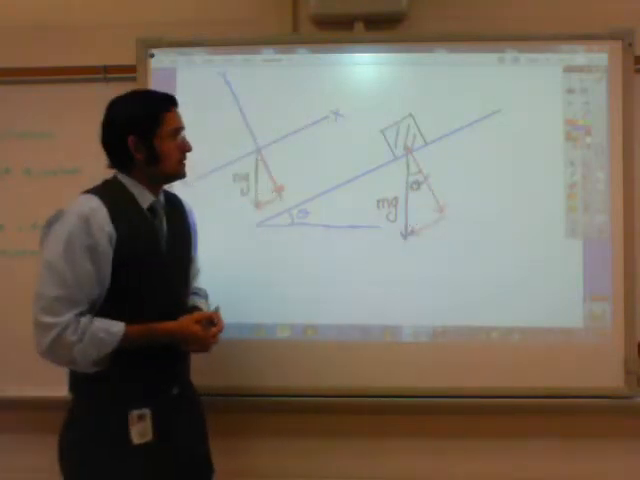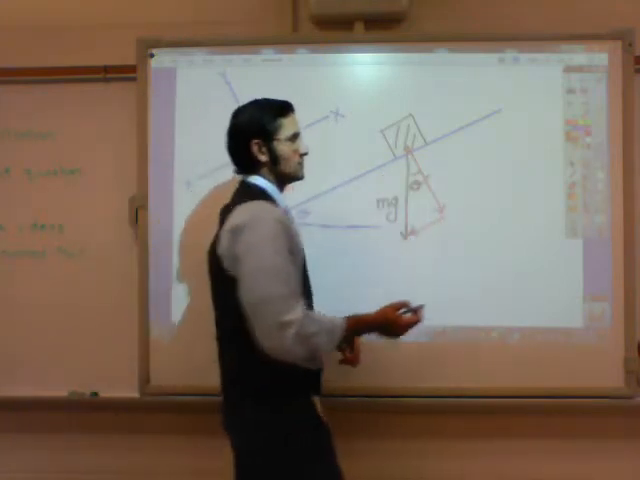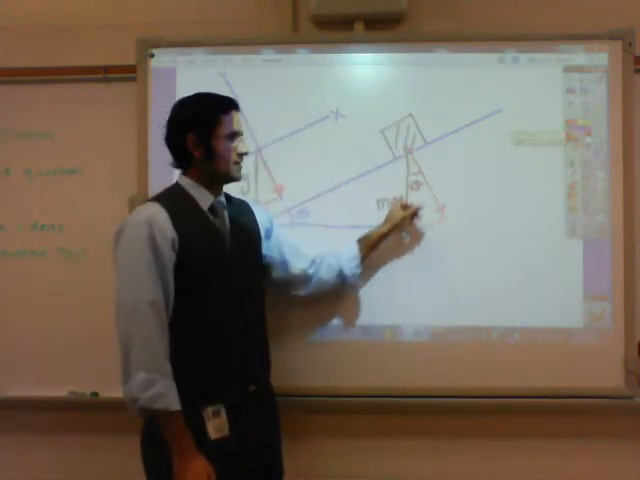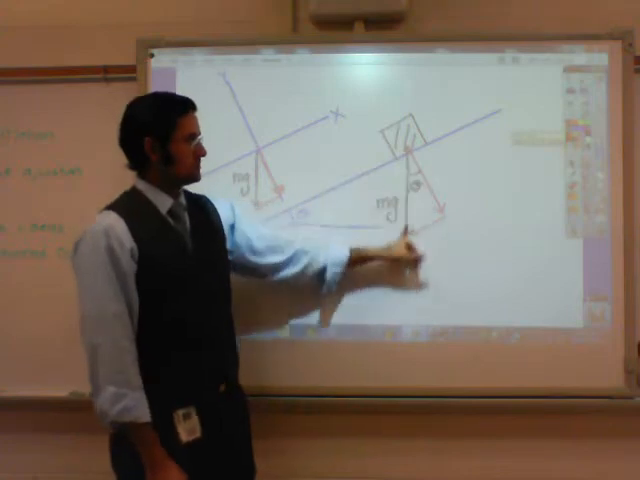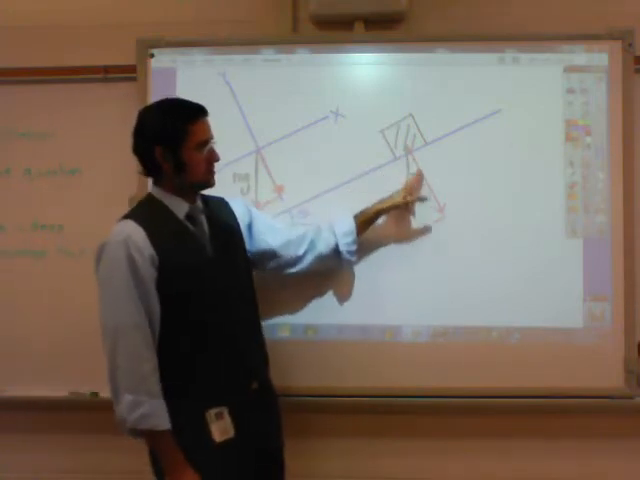Okay, so how are we going to find out the y and the x components? We're going to use our trig functions. This is a right triangle. If this is the hypotenuse, then that makes this your adjacent side. So this is your adjacent side.